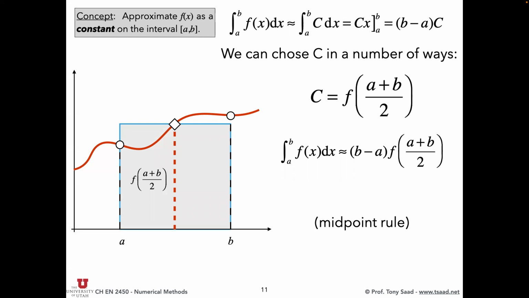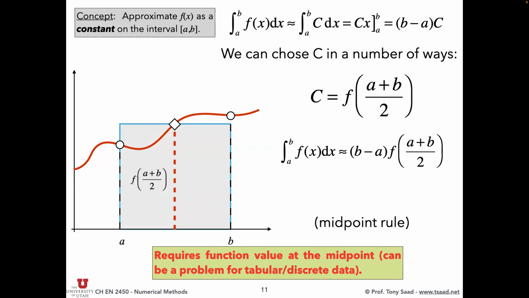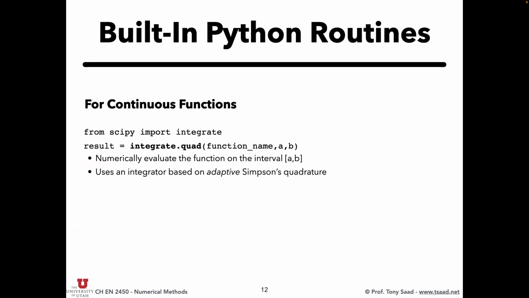Unless you fit a curve or a polynomial and then evaluate that there, but you're not increasing your accuracy by doing that, okay? So the midpoint rule as it is can be problematic when you have discrete data, okay? We're going to learn about a better method, the trapezoidal rule, that is as accurate as the midpoint rule, but doesn't need the midpoint, okay? All right.